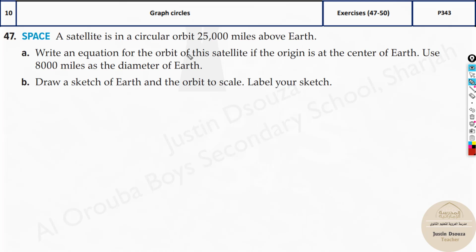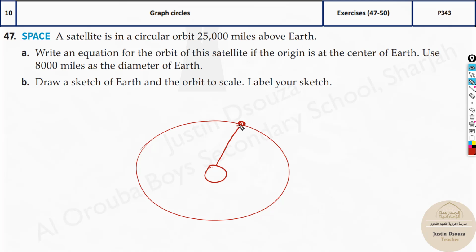So now here they have told a satellite, imagine this is the satellite rotating, that is 25,000 miles above the Earth. Now if I have Earth over here, the distance would be 25,000 miles. I'll write 25k. But there is one more thing. The diameter of Earth is given. And this is where the satellite is orbiting from the center of the Earth, right? Now, what is from here to here? That is 4,000, 4k. Okay, and then 25k.